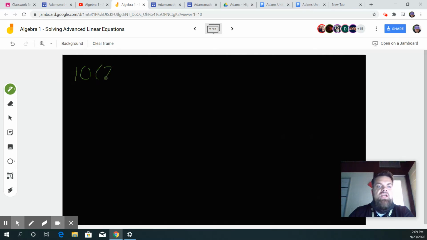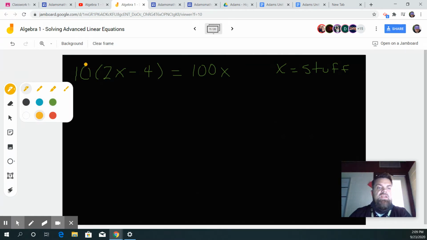So I've got 10 times the quantity 2x minus 4 equals 100x. And we're basically asked to find x, so that means we want to make it look like x equals some stuff. So we've got to get all the x's on one side and all the other stuff on the other side. So the first thing I'm going to do here is distribute the 10 through the parentheses.